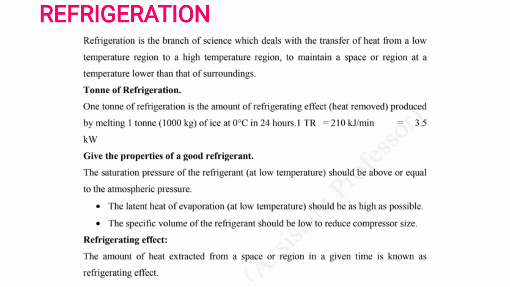Ton of refrigeration. One ton of refrigeration is the amount of refrigerating effect, heat removed, produced by melting 1 ton, 1000 kg, of ice at 0 degrees Celsius in 24 hours. One ton of refrigeration is equal to 210 kilojoule per minute, or 3.5 kilowatt.